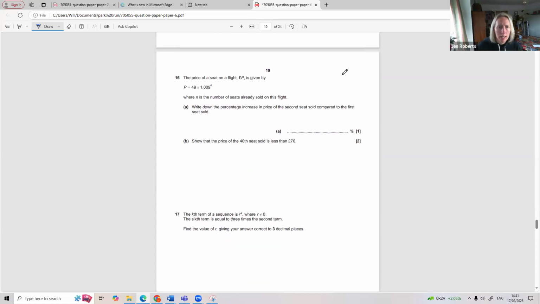Price of a seat on a flight P is given by P equals 49 times 1.009 to the power N. N is the number of seats already sold on this flight. Write down the percentage increase in price of the second seat sold compared to the first seat sold. We know this is the multiplier, isn't it? When we're finding a multiplier, we add the percentage to 100% and then divide by 100. I'm going to multiply that by 100 first.